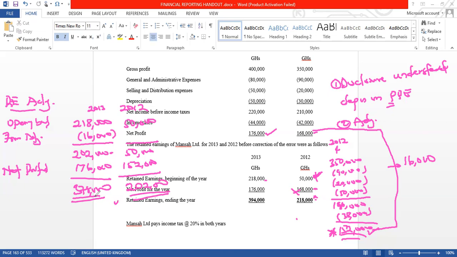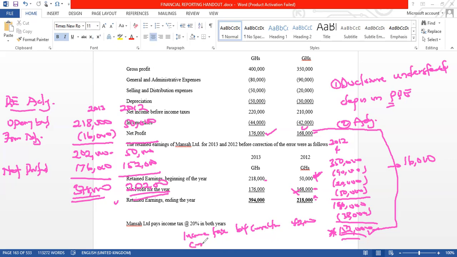All right. The last thing we need to do is to also restate our comparative amount, okay, to correct the error as if it did not happen, okay? So you restate your comparative. What you see here is that the income tax before the correction was actually 42,000.